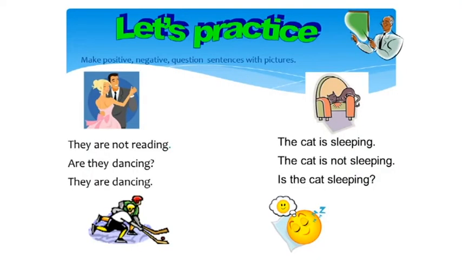Then you should think and do by yourself. From this picture, here we have two boys. What are they doing? You should do three sentences like I showed you before, like the example: positive, negative, and question forms.